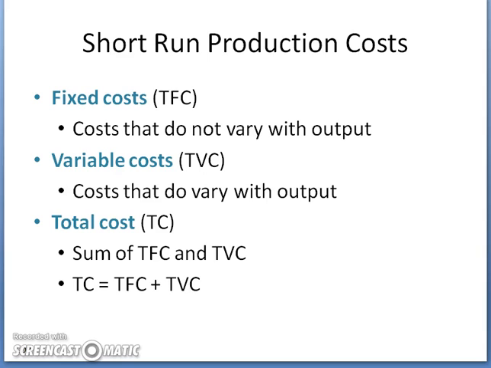Variable costs are the things that do vary with output. So the more output we create, the more we have to pay for them. So this would be the raw materials that we put in, and it will also be the number of workers that we hire. The more workers we hire, the higher our variable costs go. This is abbreviated as TVC for total variable costs. Our total cost is the sum of our total fixed costs and our total variable costs.